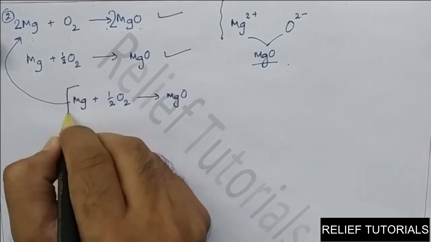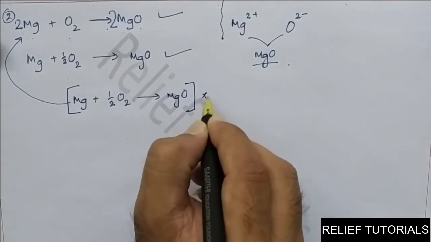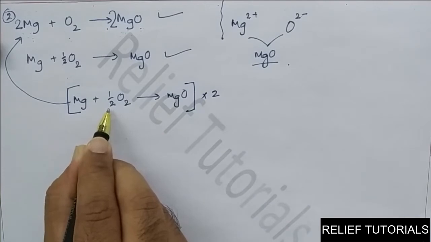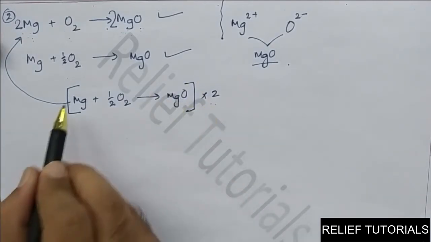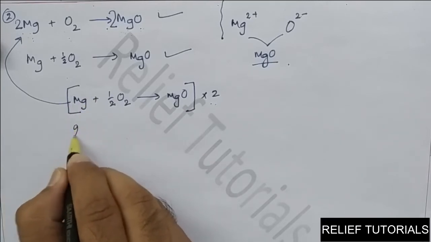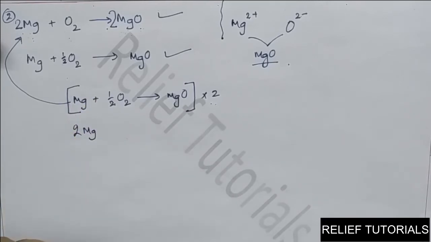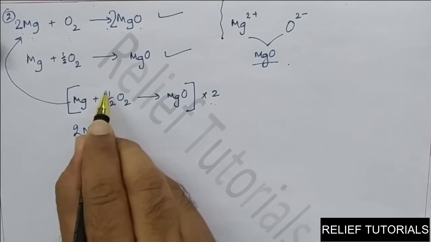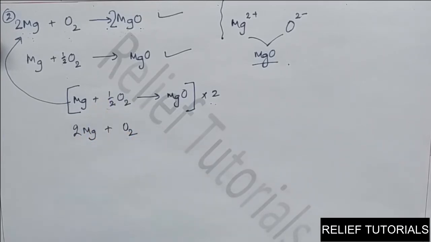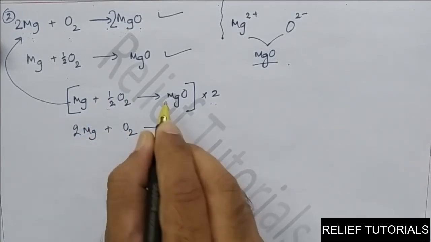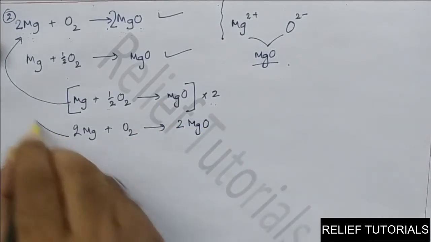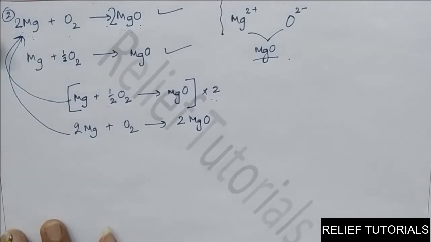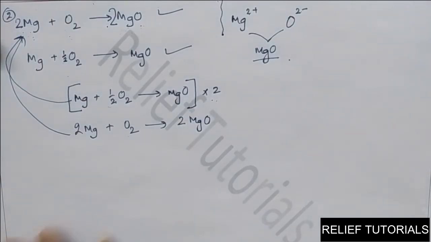Now if you multiply the whole equation by 2, why are we doing this? We are trying to remove this 2 from here. So now the whole equation will be multiplied by 2. If you multiply 2 here, it will be 2 Mg. If you multiply 2 here, 2 cancel, 1 O2 gives 2. If you multiply 2 here, it will be 2 MgO, same as previous method. Okay, so whatever the method you like, you can follow.